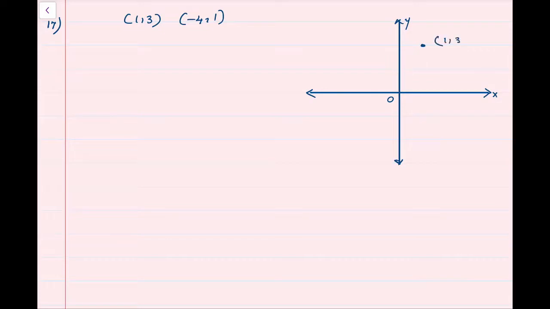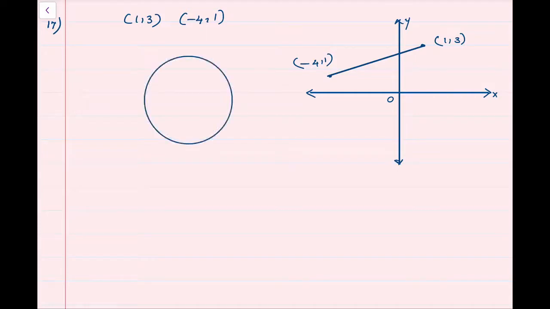Let this be (1, 3) and this be (-4, 1). With this as the hypotenuse, we can draw infinitely many right triangles. We know that on the diameter of a circle, infinitely many triangles can be drawn which are right triangles. The angle in a semicircle is 90 degrees. So, if we draw a circle with these two given points as diameter, then infinitely many right triangles can be drawn. Now, we will find the legs, the perpendicular sides, which are horizontal lines and vertical lines.